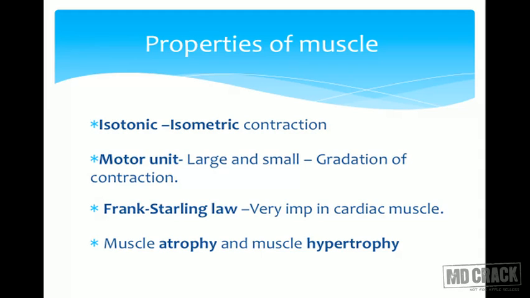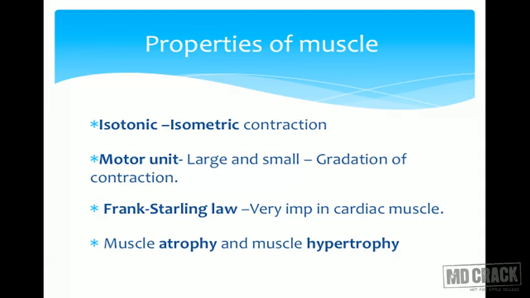Isometric contraction: you are trying to lift a 100 kg load. So you are not able to lift it up. So in that case, what will your biceps do? Your biceps will try to produce more and more tension. But actually there is no lifting up. So there is no shortening of the muscle. So there is no change in the length of the muscle. So in that case, what will it be called? Isometric contraction. So in isometric contraction, the tension will go on increasing, but the length will remain the same.